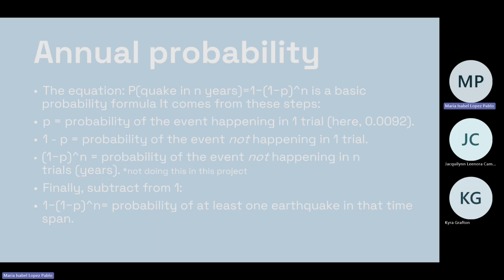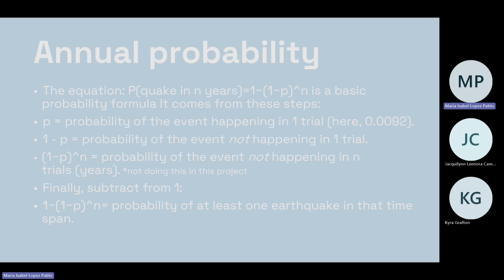We were like, okay, let's break it down, maybe the first few years, and then we will see what the 50th year would look like. So the equation we found was P of the quake in n years equals 1 minus (1 minus P) to the power of n, which is the basic probability formula when it comes to these steps.